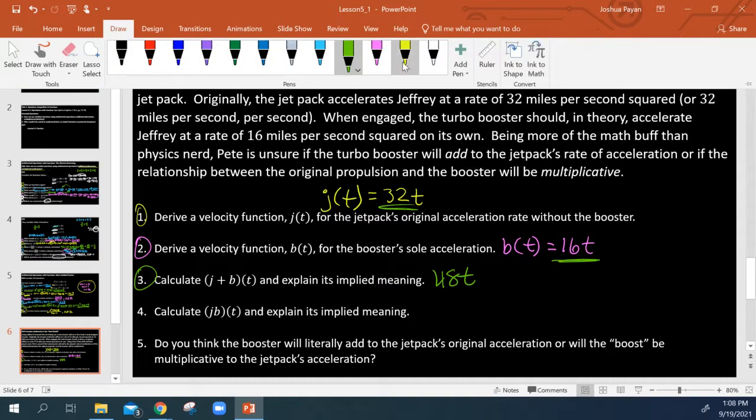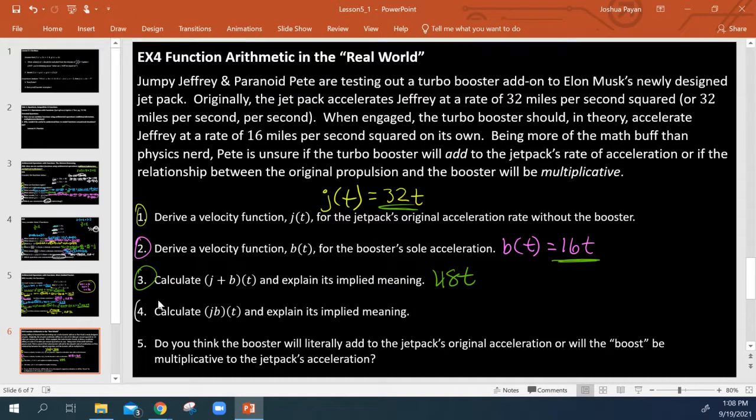And so this is where it could get potentially crazy. Calculate j times b of t. And I'm going to need a calculator for that because I don't know what that would be. So 32 times 16, that would be 512 miles per hour per second squared, or I should just say miles per hour per second. So that is pretty crazy.